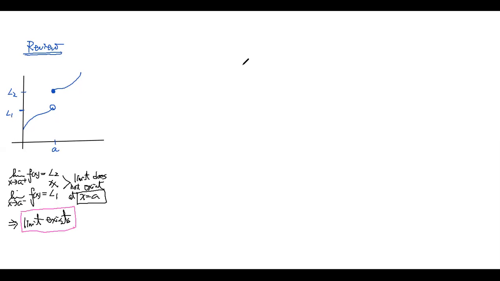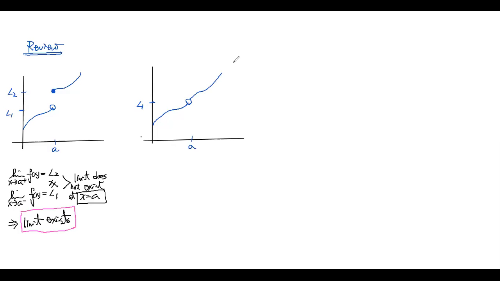Now you said, okay, you told me the limit has to exist. Let's take a look at this situation. How about if I have a function, the same one here, and I call this L1, and this is A.